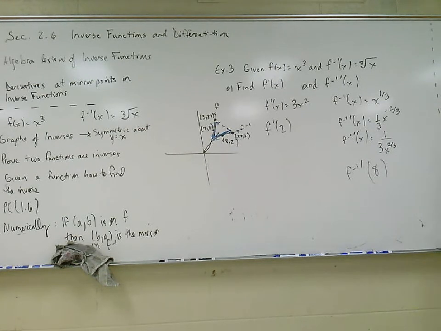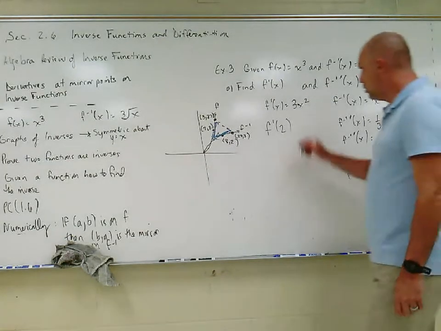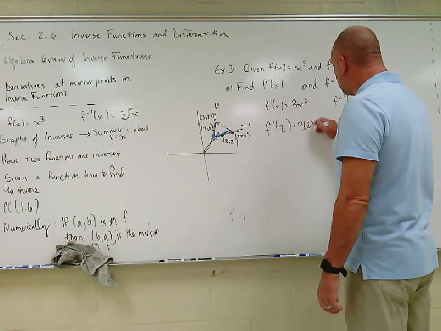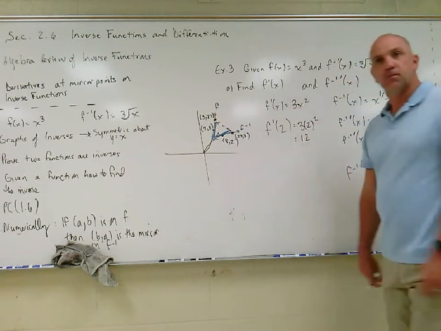All right, how do you do a 2/3 exponent? Well, here's what I do. When I have it to the 2/3, I do cube root, and then I square. That's how you do 2/3. Or you can square and then do cube root, either one. But I would cube root and then square it, okay? So let's see, f prime of 2, 3 times 2 squared, we get 12.